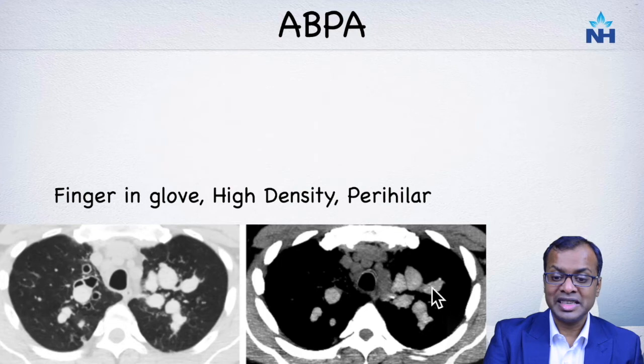One thing to look for are these hyperdense areas of mucus plugging. So these are bronchi which are filled with hyperdense material. This is highly suggestive of a fungal infection. There is a pattern which is called a finger-in-glove appearance, whereby all the bronchi are actually filled with mucoid material and fungal material, and this is quite characteristic on a CT scan.